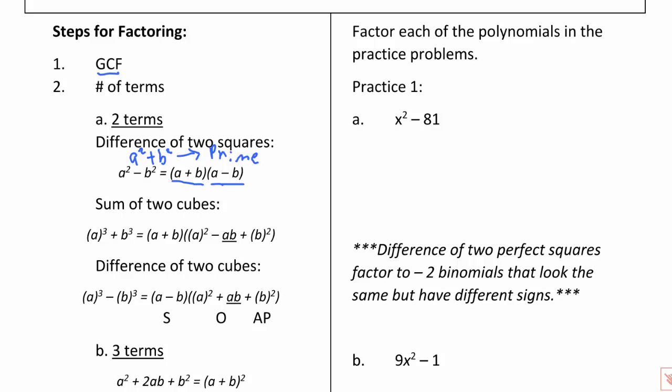Hello, this is video 2 from Math0302, Beginning Algebra Chapter 6, Section 5. We're going to factor each of the polynomials in the practice problems.